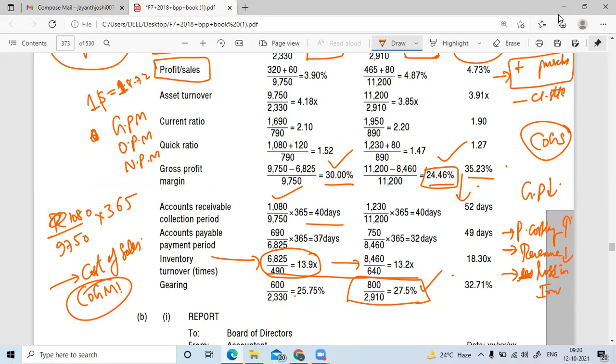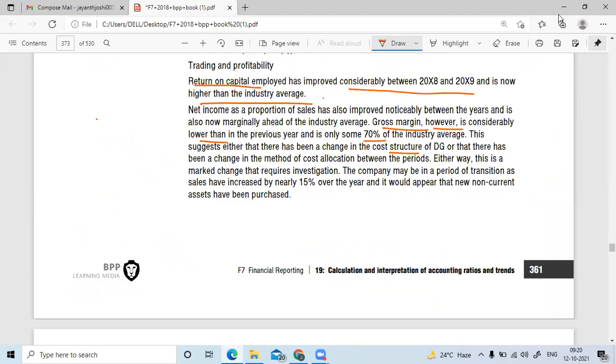So they are saying it is a matter of investigation, it seems. Let's see what they're saying. Gross profit margin we are also expanding. Expansion. How does it relate to sales mix? No, I don't get this point.